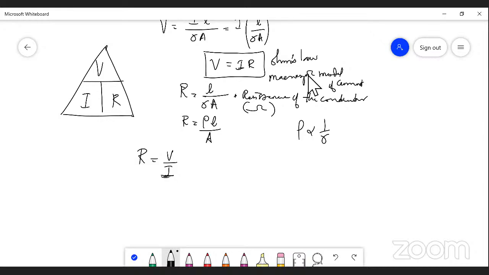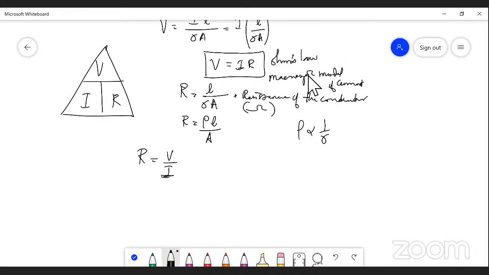So if you want to find out any particular physical quantity, look at this triangle. We can easily identify it. V equals IR, I equals V by R, R equals V divided by I. Any physical quantity can be found by knowing the other two. So the idea is very simple. V equals IR. This is Ohm's law. In other words, I can call it the macroscopic model of current. This is the scalar form of Ohm's law.